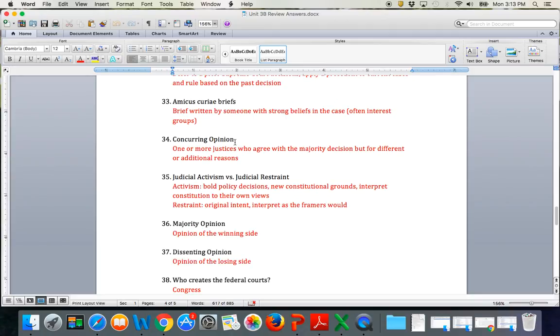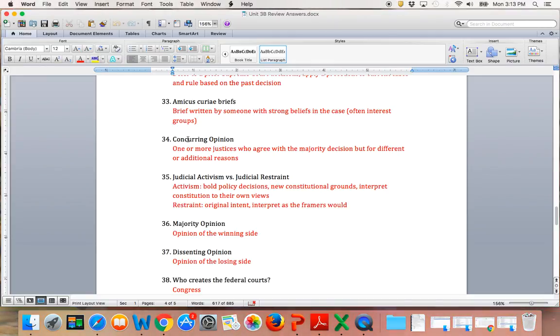A concurring opinion connects with a majority opinion. The majority opinion is the opinion of the winning side. The majority of the justices write up why they decided some way. A concurring opinion is one where one or more justices agree with the majority decision, but they might have additional or different reasons for why they sided. Versus the dissenting opinion, that's the losing side. I disagree, and this is why.